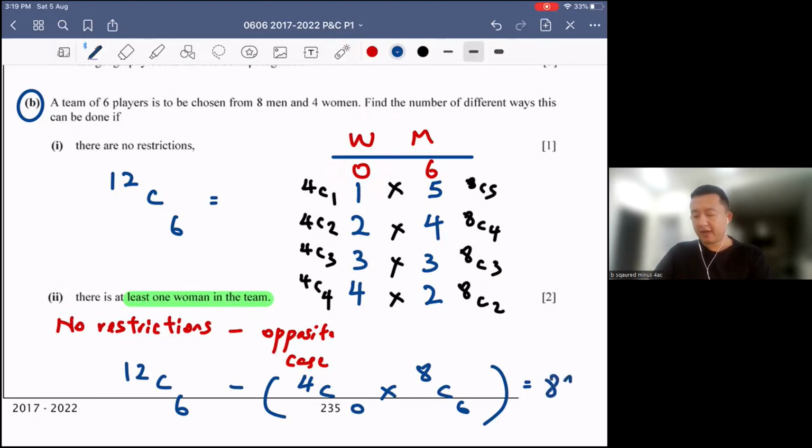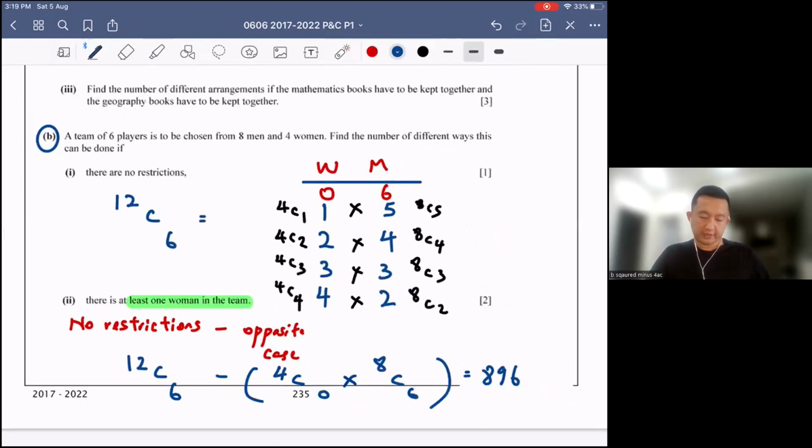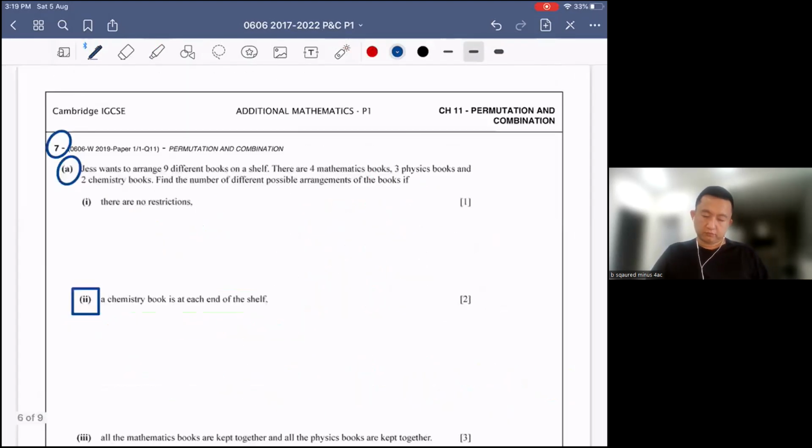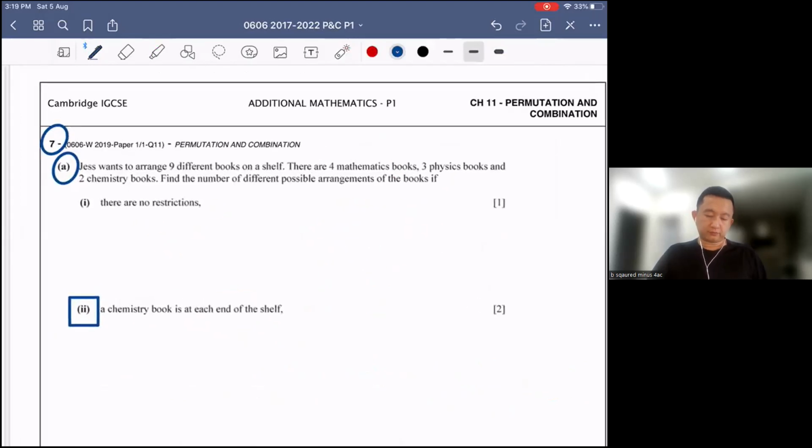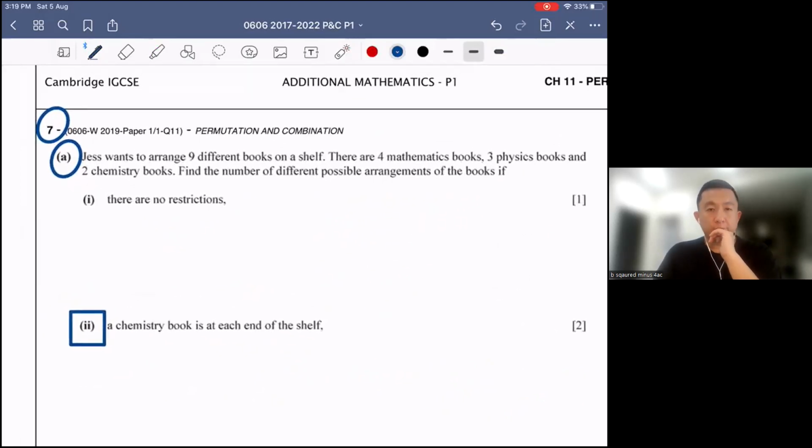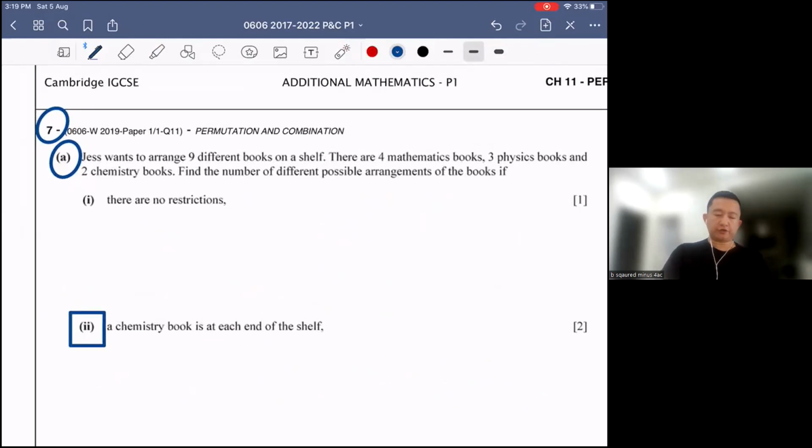So you have 8, 9, 6. All right, so let's go to the next one. Okay, this one. 9 different books, 4 math, 3 physics, 2 chemistry. Okay, no restrictions. We are not going to do about it. A chemistry book is at each end of the shelf.